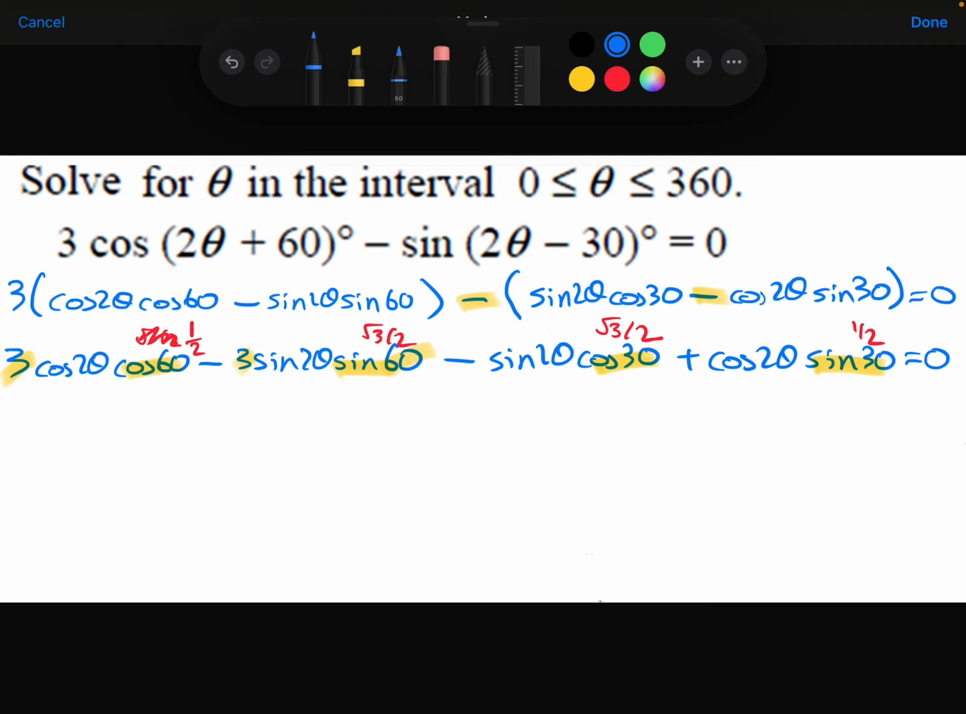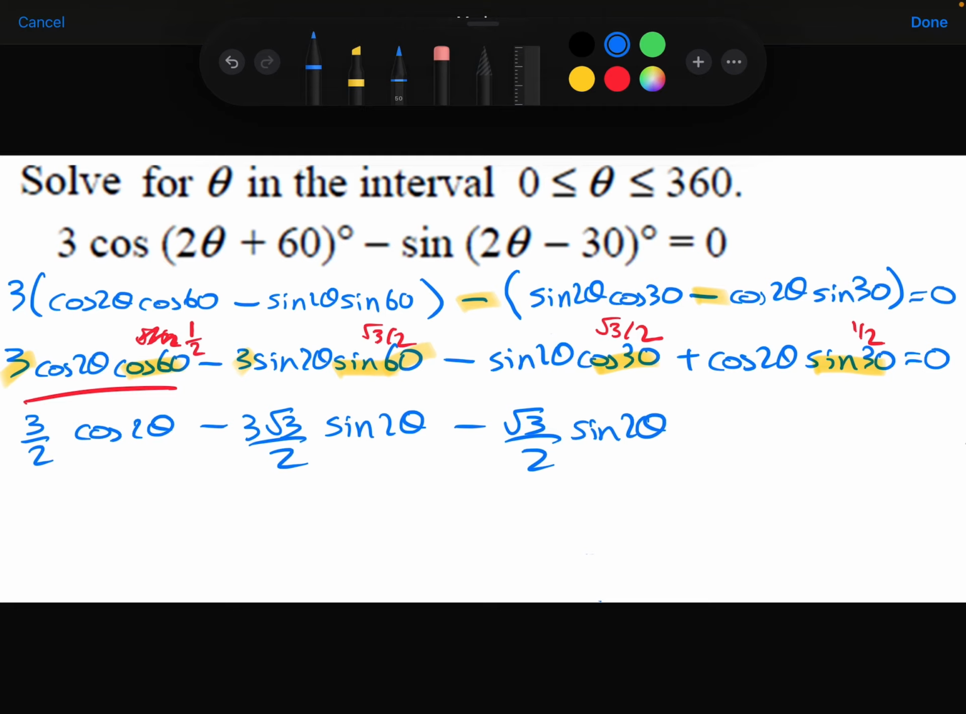So this first term, the 3 times cos 2θ times a half, is going to be 3 over 2 cos 2θ. Then I've got the 3 times root 3 over 2 sin 2θ, minus root 3 over 2 sin 2θ, plus 1/2 cos 2θ.